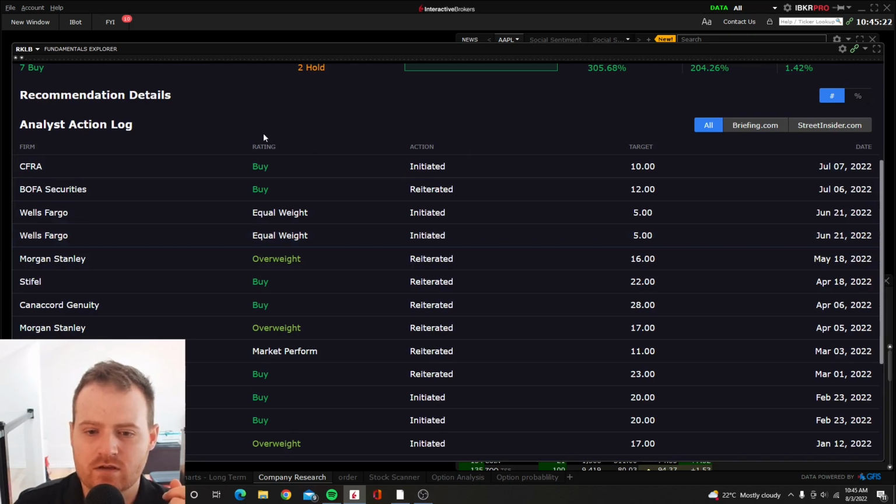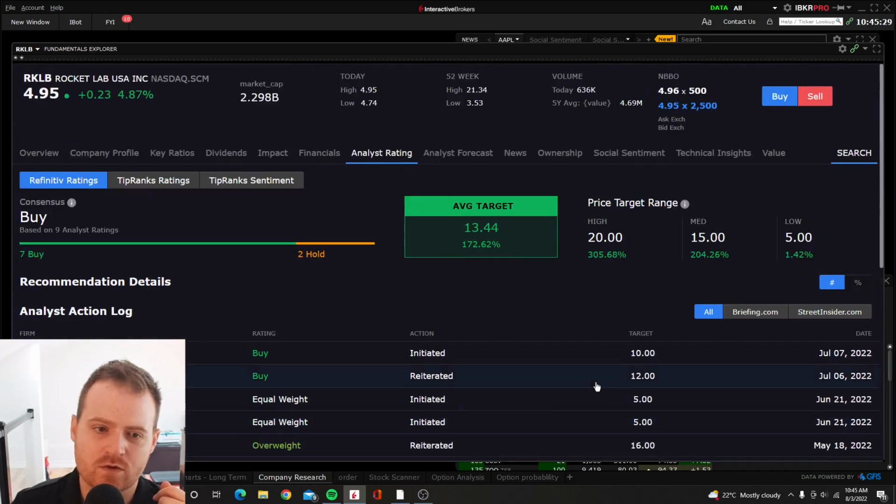But you can see all sorts of different ratings: buy, hold, overweight, equal weight. If you want to go through that, we also have some TipRanks information here. And of course, the average target, high target, low target. These are nice information to see.